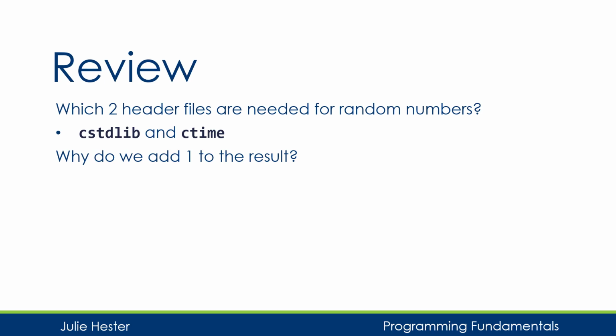Why do we often add 1 to the result? Well, the modulo operator is going to return values from 0 up to the divisor. A lot of times we're looking for a range of values that are 1 through something else. And so we'll take the result that we get and we'll add 1.